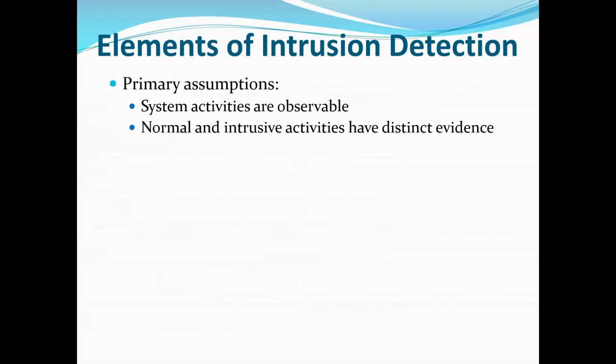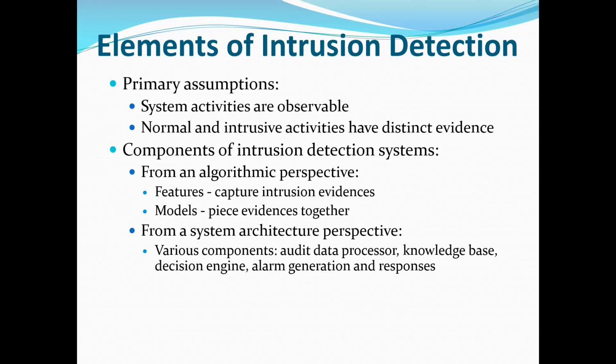So to conclude intrusion detection systems before we move on to firewalls, elements of intrusion detection. Some of the primary assumptions: system activities are observable, and normal and intrusive activities have distinct evidence, right? So especially in a signature-based environment, you can definitely figure them out.